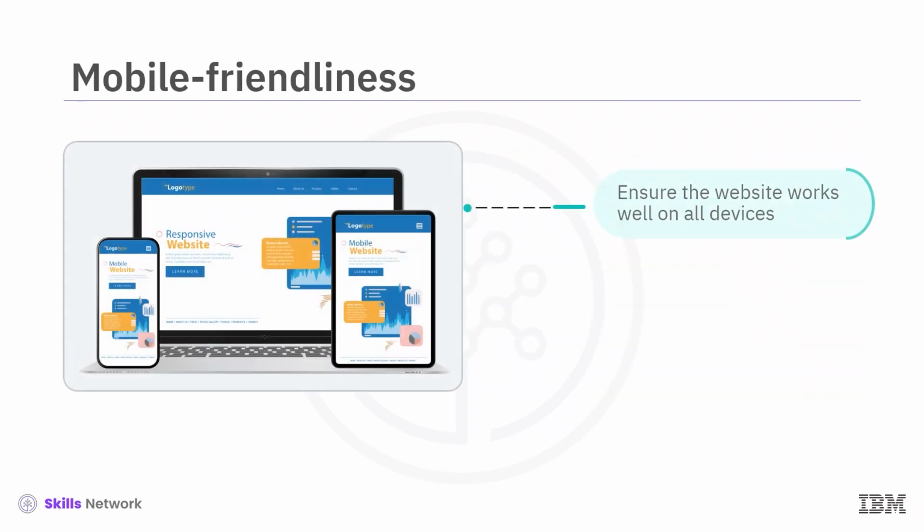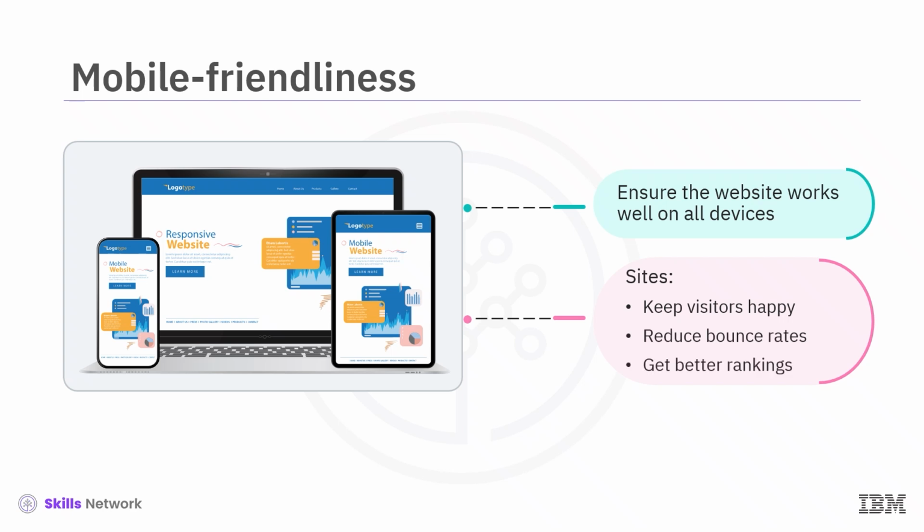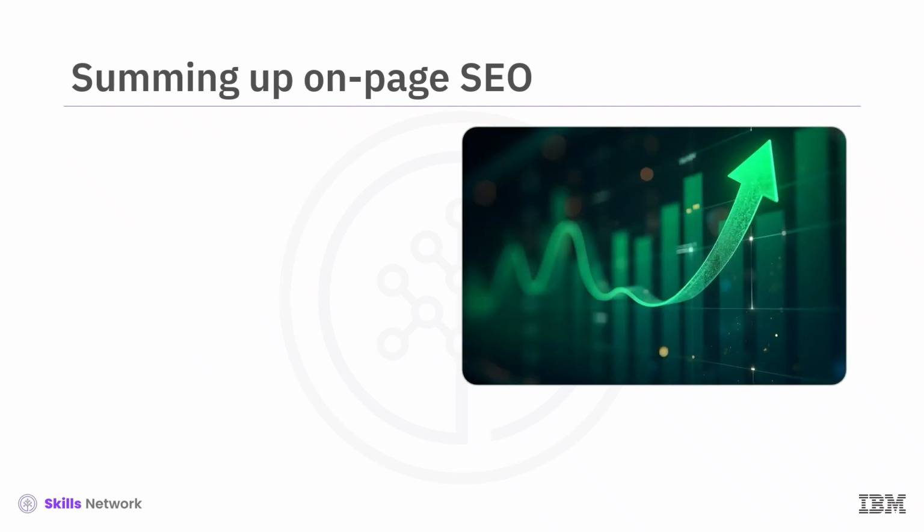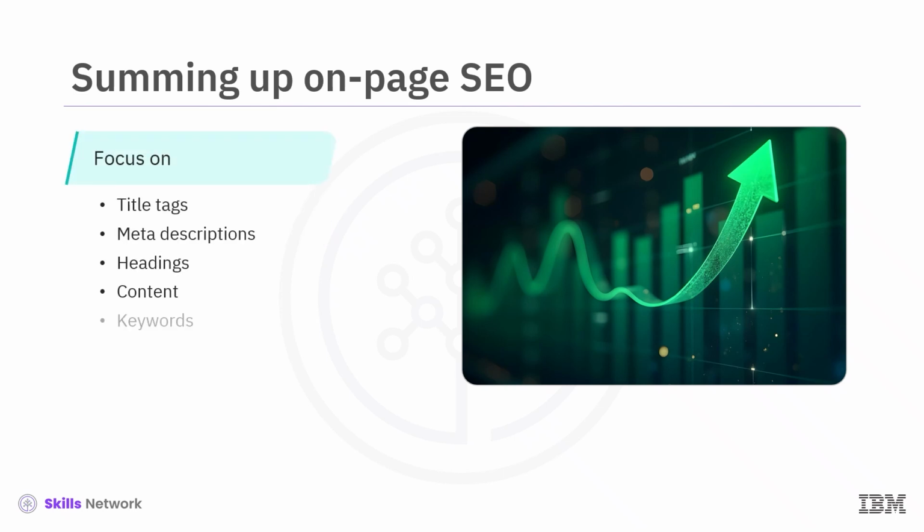Last but not least, mobile friendliness. Make sure your website looks and works great on all devices, especially phones. Mobile-friendly sites keep visitors happy, reduce bounce rates, and get better rankings because search engines prioritize them. To sum it up, on-page SEO is about optimizing the parts of your website that search engines and users see. By focusing on title tags, meta descriptions, headings, content, keywords, images, internal links, URLs, and mobile friendliness, you're setting your site up for success.